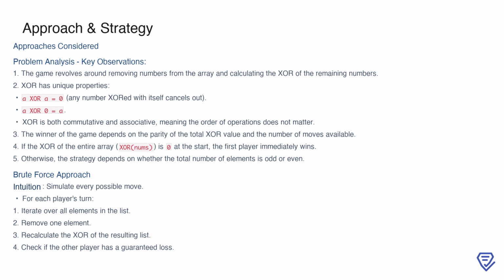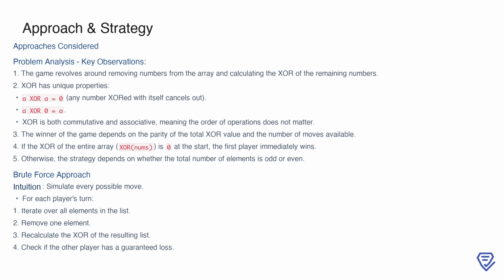The essence of the game lies in removing numbers from the array and recalculating the XOR of the remaining elements. Remember, XOR has some unique properties that are critical here. For instance, any number XOR'd with itself results in 0, and XORing any number with 0 leaves the number unchanged. Additionally, the commutative and associative properties of XOR allow us to reorder operations without affecting the outcome. These properties are essential in determining the winner, as the game hinges on the parity of the total XOR value and the number of moves left.